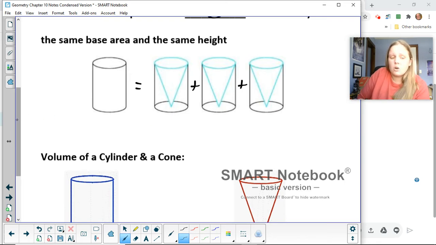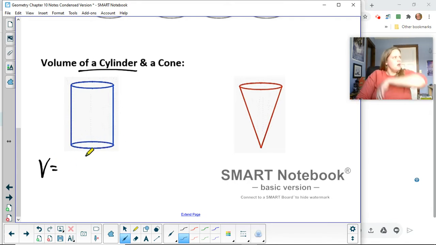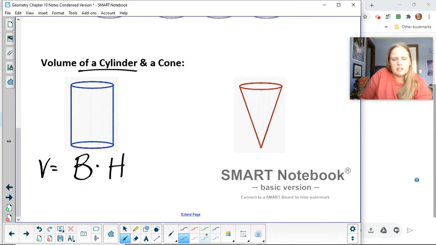All right, now because a cone and a cylinder don't have different base shapes, there's only one formula that we're going to use. So when we're finding the volume of a cylinder, we have the base of the shape first, area of the base times the height. But because that base is a circle, we're going to take that capital B out and replace it with the formula for a circle, which is pi times radius squared. And then the height is how tall that cylinder is.